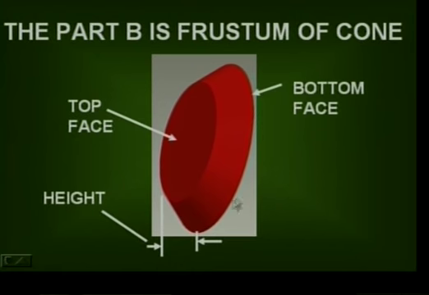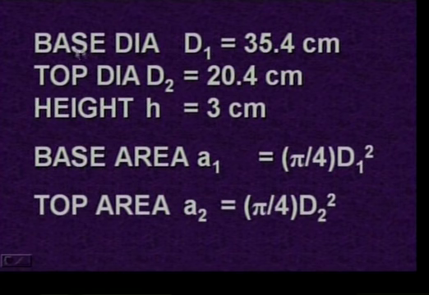The part B is frustum of cone. Its isometric view is shown here. It is called top face of frustum of cone. This surface is called bottom face of the cone. From here to here, it is called height of frustum of cone. The base dia D1 is 35.4 centimeters and top dia D2 is 24.4 centimeters and height h is equal to 3 centimeters.